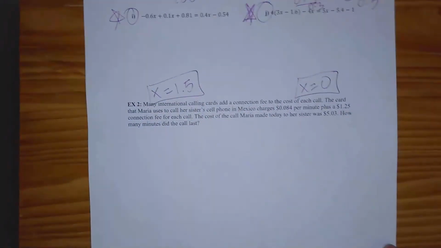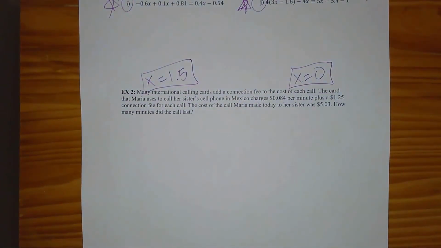All right, last one today is a word problem. Many international calling cards add a connection fee to the cost of each card. The card that Maria used to call her sister's cell phone in Mexico charges $0.084 per minute, plus a $1.25 connection fee for each call. The cost of the call that Maria made today to her sister was $5.03. How many minutes did the call last?